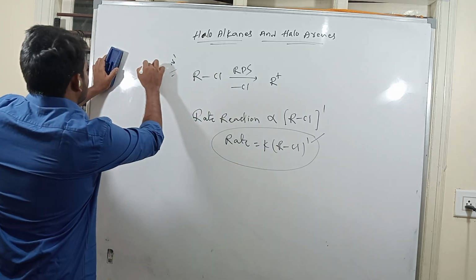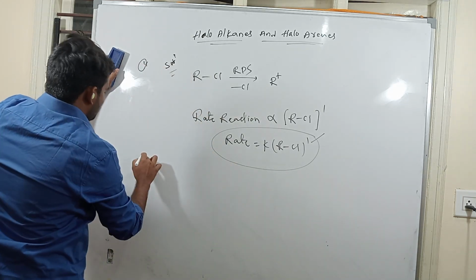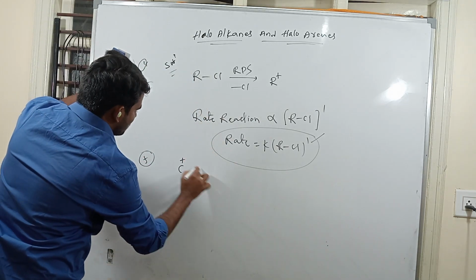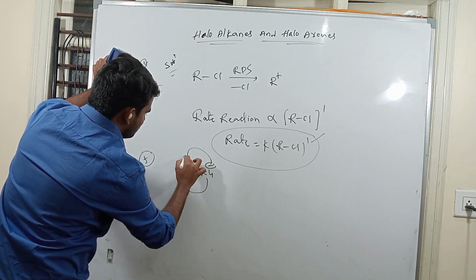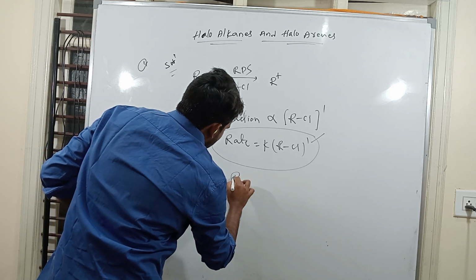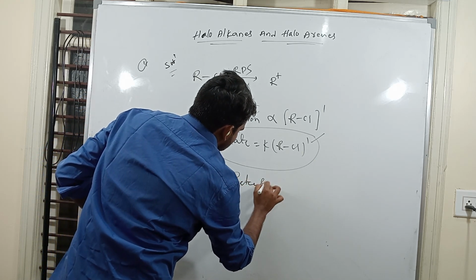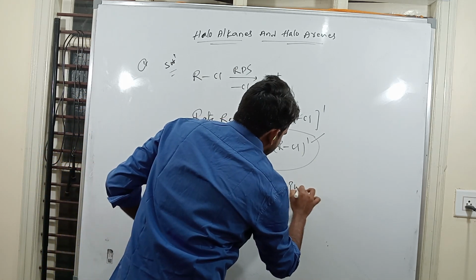What is the fifth point? Fifth point: after carbocation formation, nucleophilic attack occurs on both sides, forming two types of products, retention and inversion.